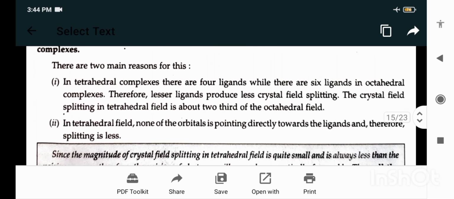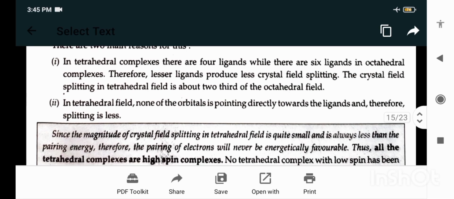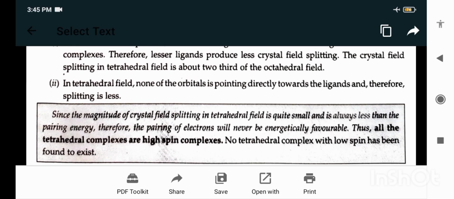There are two main reasons for this. In tetrahedral complexes, there are 4 ligands while there are 6 ligands in octahedral complexes. Therefore, fewer ligands produce less crystal field splitting. The crystal field splitting in a tetrahedral field is about two-thirds of the octahedral field. In a tetrahedral field, none of the orbitals is pointing directly towards the ligands and therefore splitting is less.